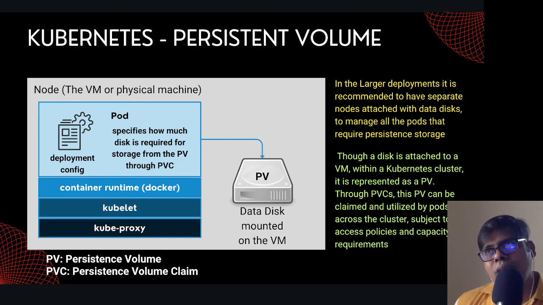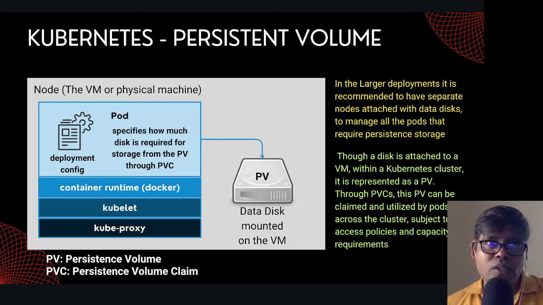Maybe just to give you an analogy, consider a group insurance that a company buys for the employees. That group insurance is like the PV, persistent volume, and each time an employee claims it, that is the PVC. Just a kind of conceptual understanding.